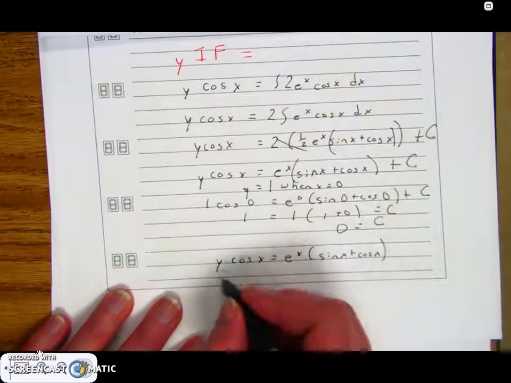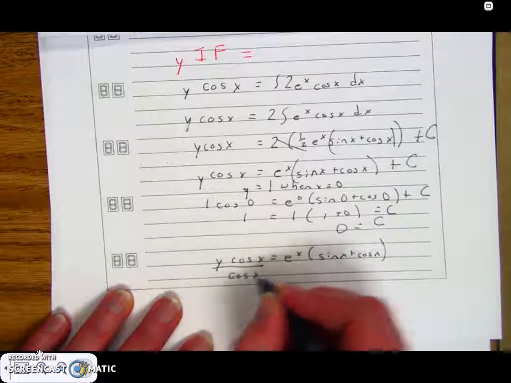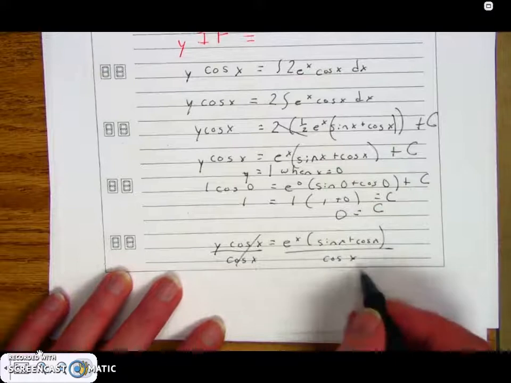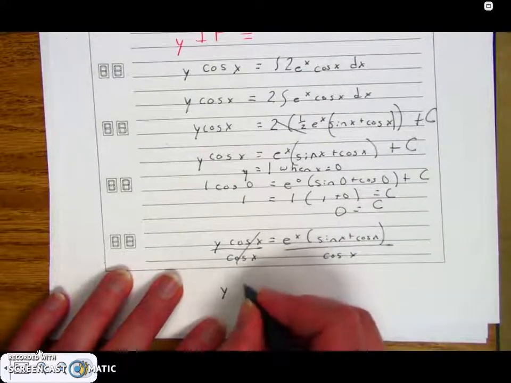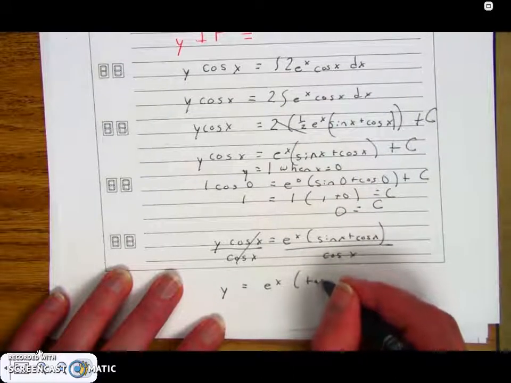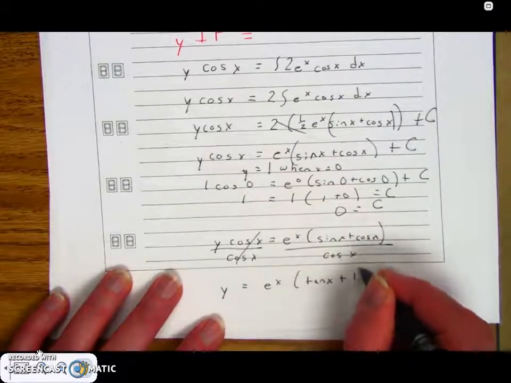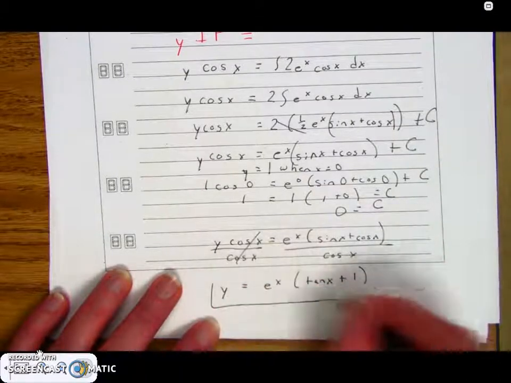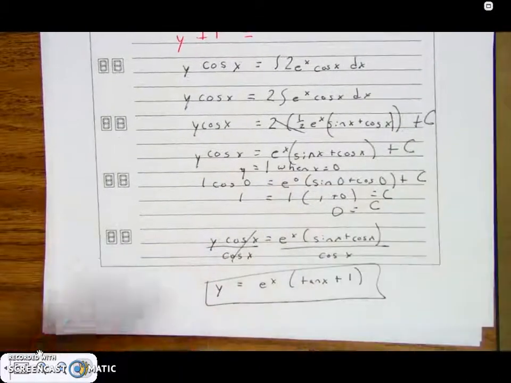So all you have to do now is solve it for y, which is just dividing both sides by cosine x. You could leave it like that. You could divide each of these by cosine and get tangent x plus 1, sine over cosine plus cosine over cosine. You would get full credit for either one of these.